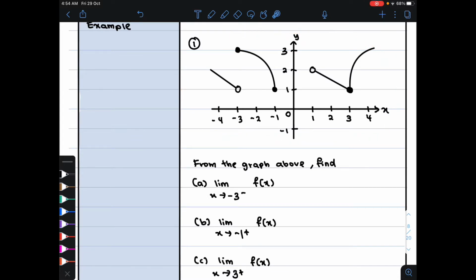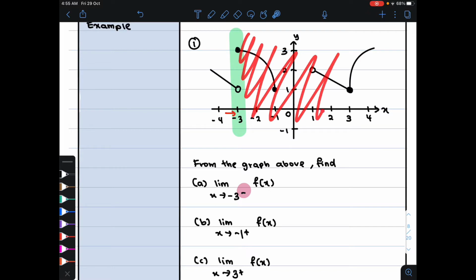From the graph above, for question A, we need to find the limit of f(x) as x approaches negative 3, negative. So here we can see we have a negative sign. This means that x is approaching negative 3 from the left-hand side. So x equal to negative 3 is here. We only need the left-hand side only. So don't look on the right-hand side. Just look on the left-hand side.